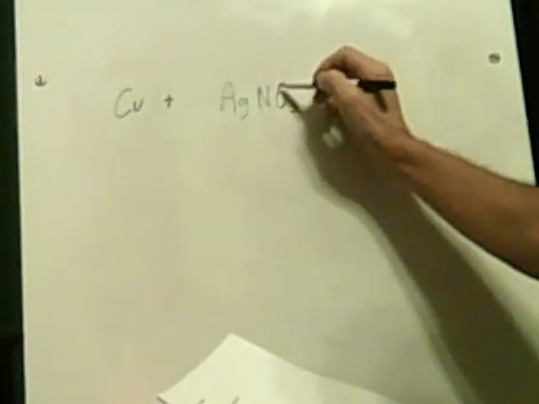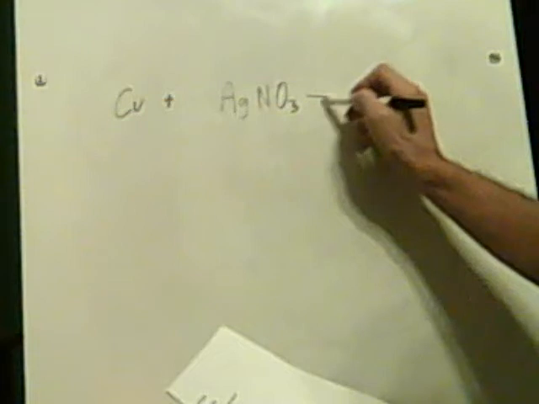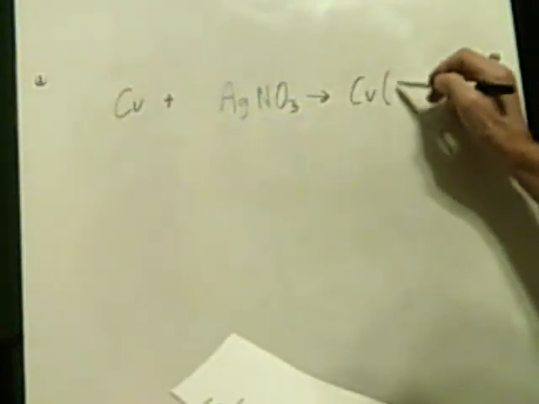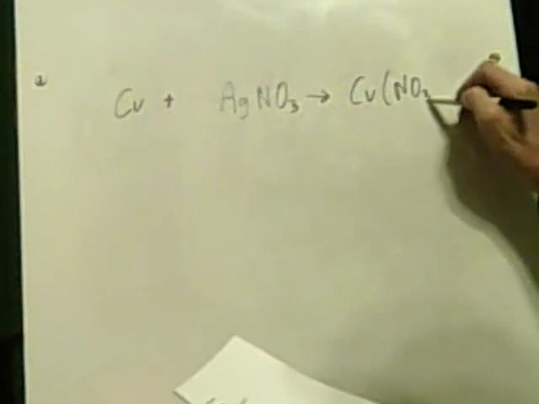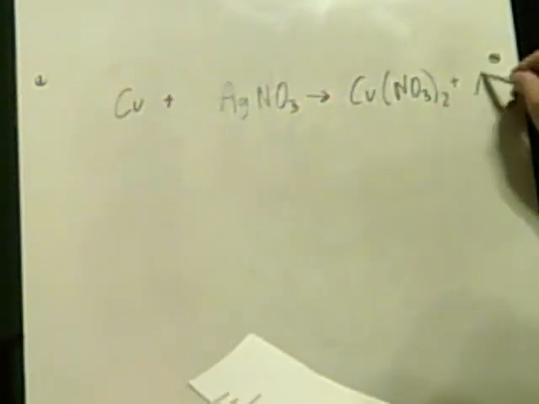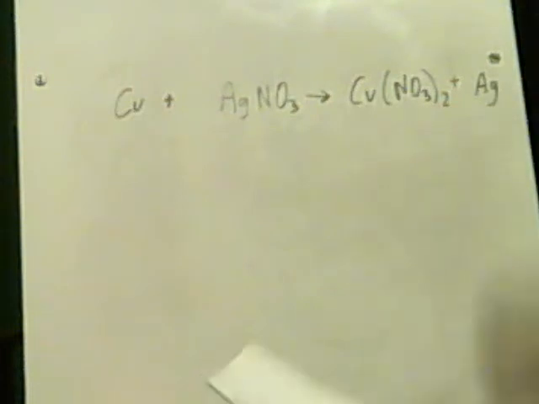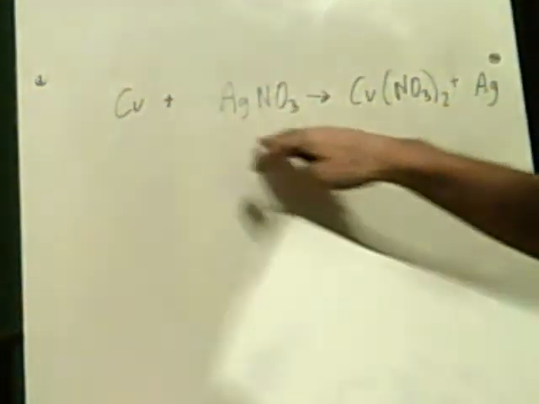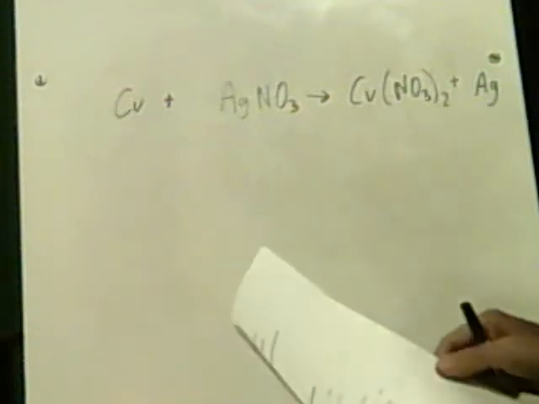Silver nitrate, that would be a solution. This is taking place in water. It's an aqueous solution. And that gives copper nitrate plus silver. This is a common reaction that takes place in high school chemistry class. The silver precipitates out. The copper is replacing the silver, but in this case, we're only interested in balancing it.